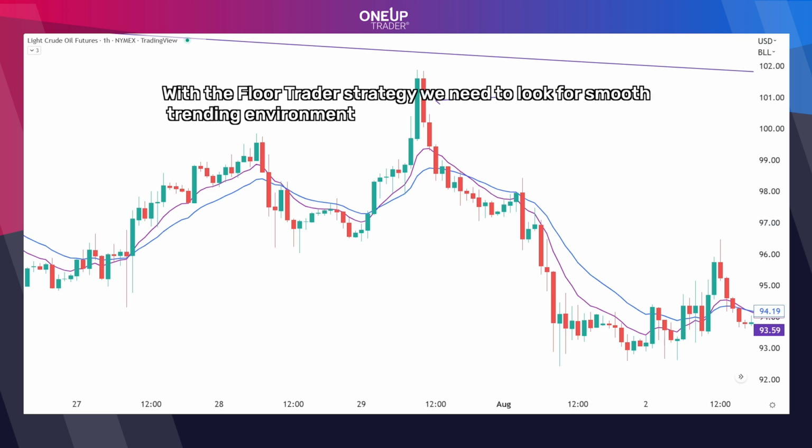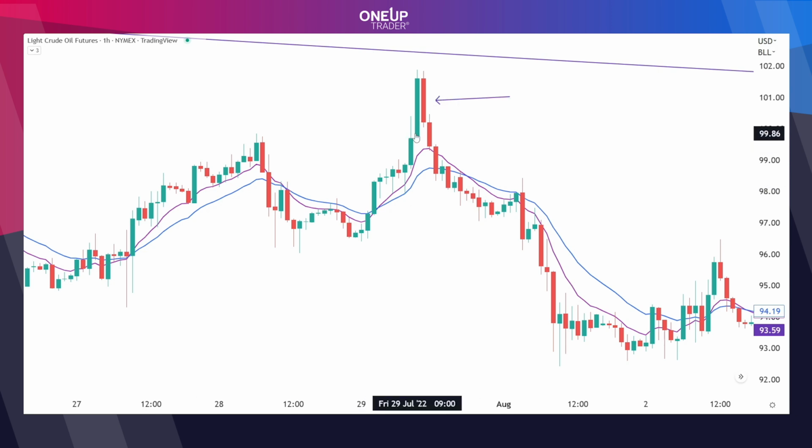When we use the floor trader strategy, we need to look for smooth trending environments where the bars are similar in size and are not unordinarily large. As you can see in this one again, we have a very, very large green bar here. And even before that, there's a bit of a wick on this one, but it's a very large green bar.